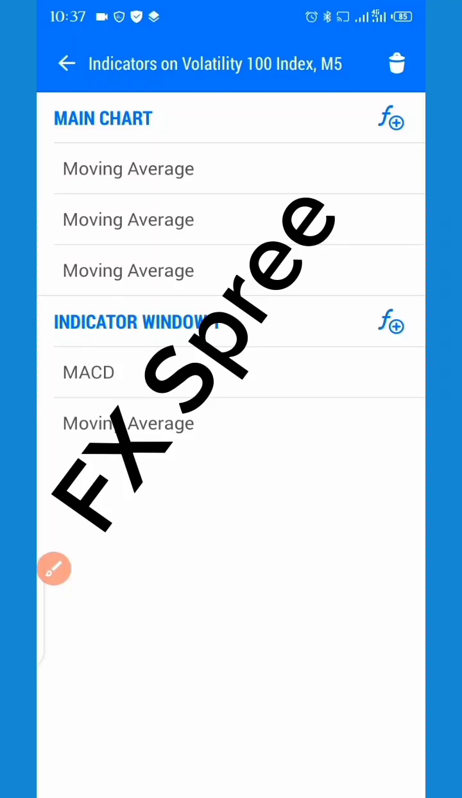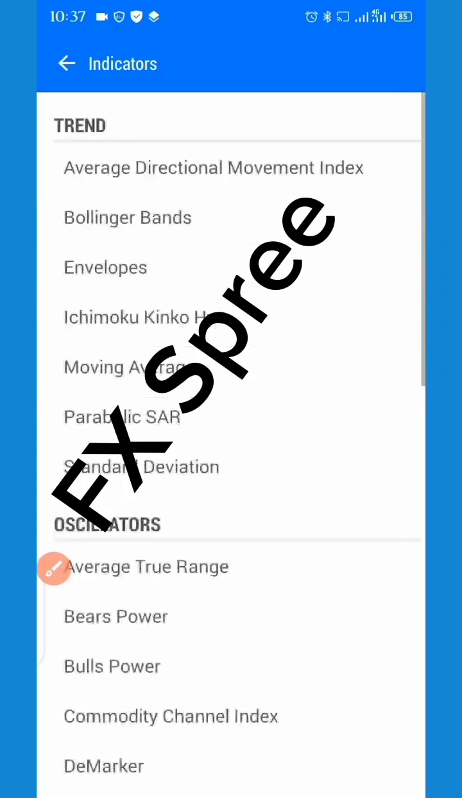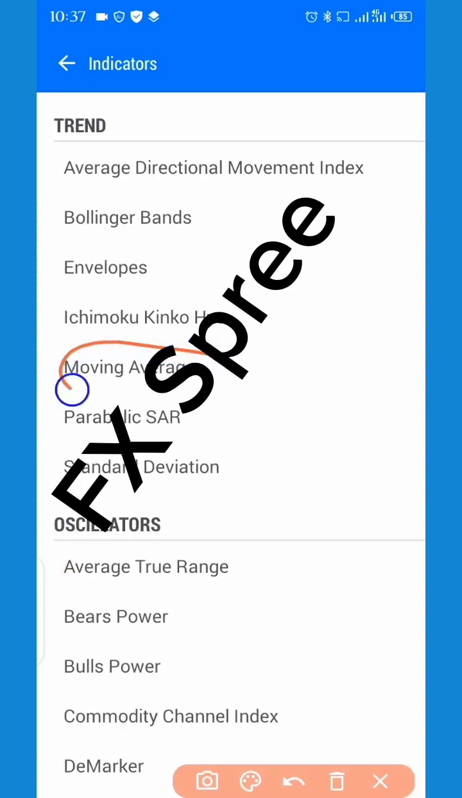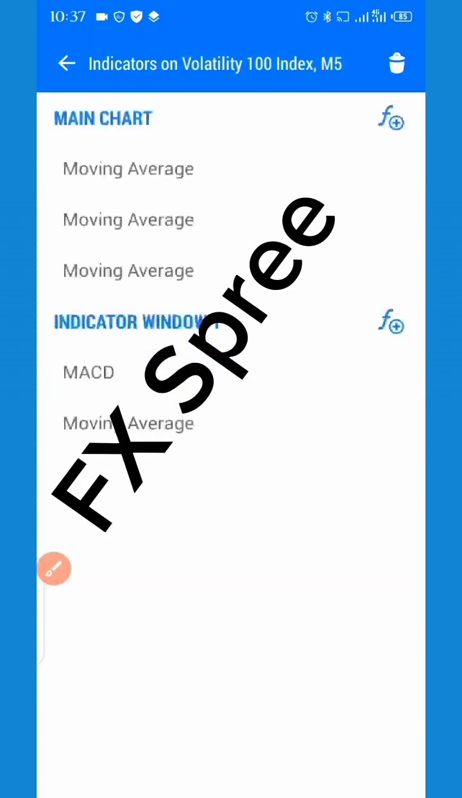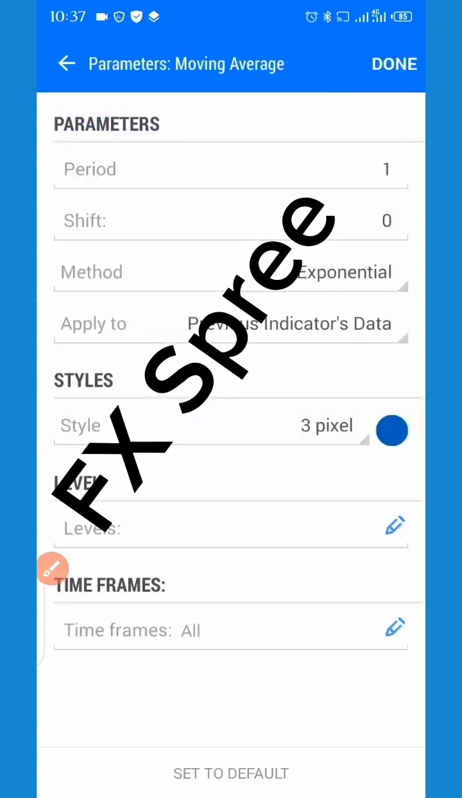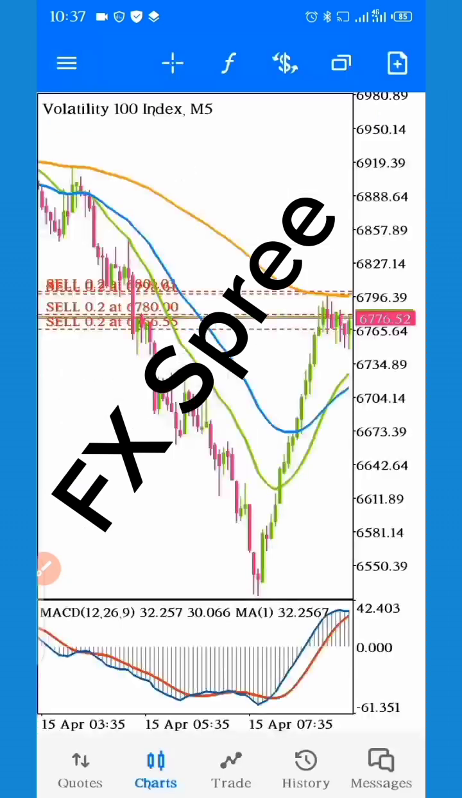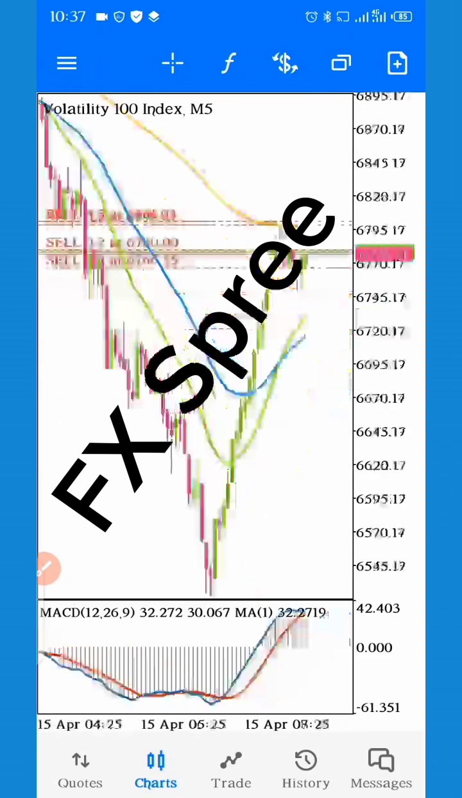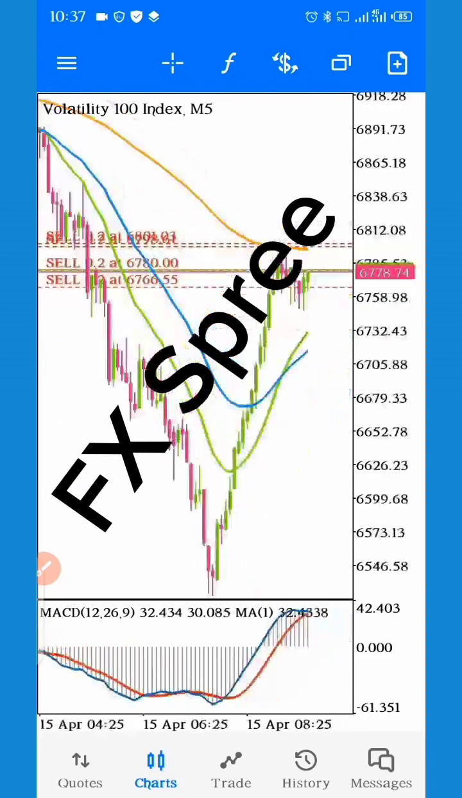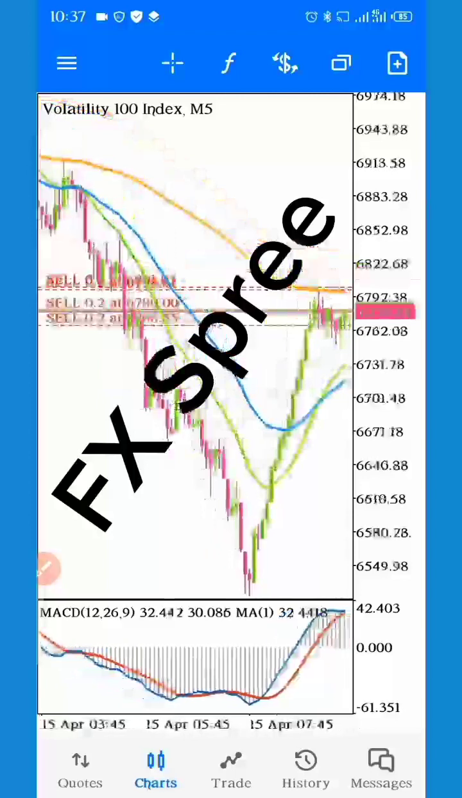When you tap it, it takes you to here. This is what you are looking for. And when you get there, you tap it and it takes you here. So when you get there, you put these parameters as well. And when you are through with it, you tap done. So when you do that, we have already set up everything we need for this strategy.